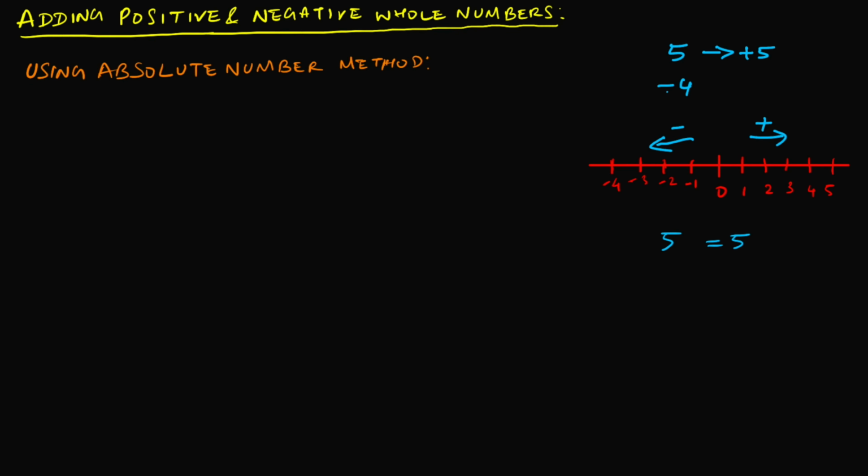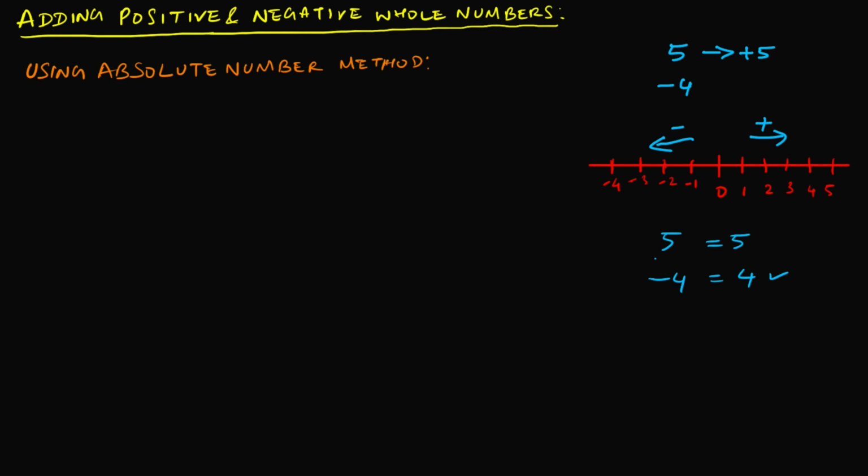And for -4, all we are interested in is the number of steps we need to take from the origin, again regardless of the sign or the direction. So to reach -4 from the origin, which is 0, we need to take 4 steps in the negative direction. But we are only interested in the number of steps we need to take, which is 4. So this is the absolute value.